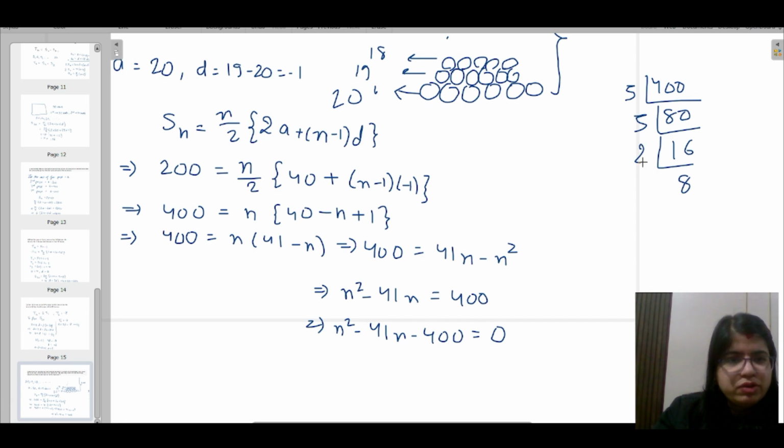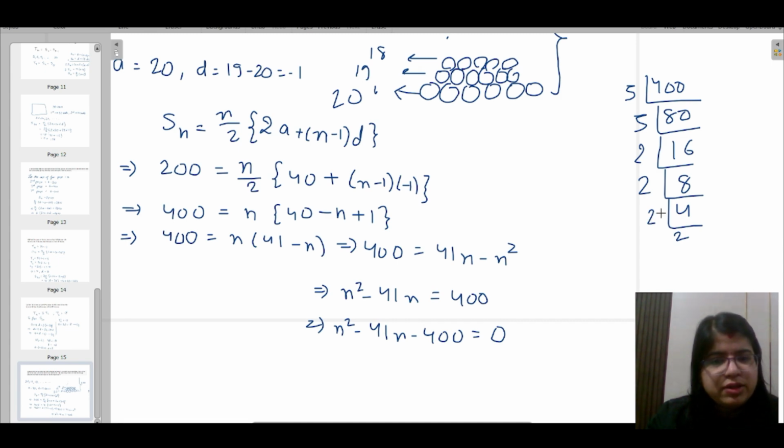5 5 is 25, 25 2 2 again, then we will have 4 2 2. Now see how we can write it in the middle term. How can we write it?